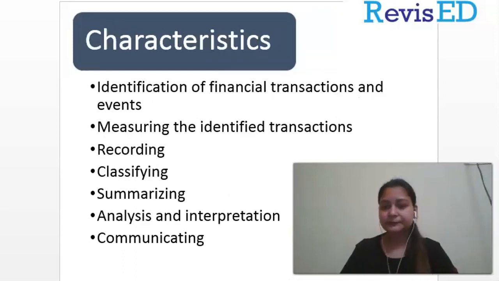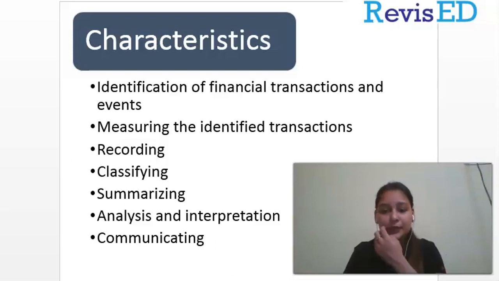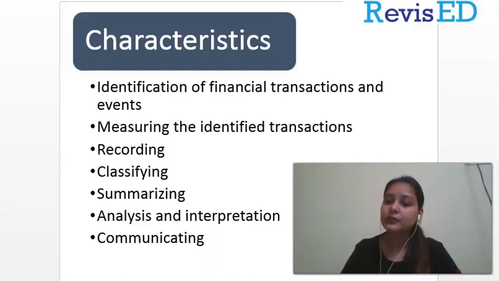Second topic, characteristics of accounting. Characteristics of accounting are similar to the definition, we have only found the points from the definition. So it's very simple. Identification of financial transactions and events. As I already told you, I cannot record each and every transaction. I'll record only those transactions which I can convert in terms of money. Like a strike happened, I cannot record it. Management is performing well, employees are working very well, I cannot record it in accounts.